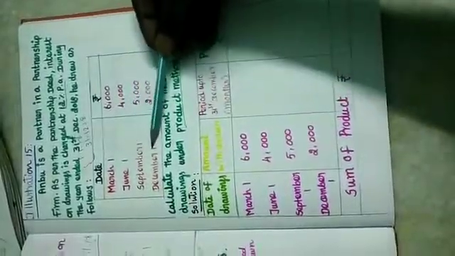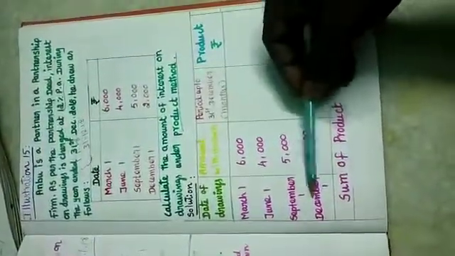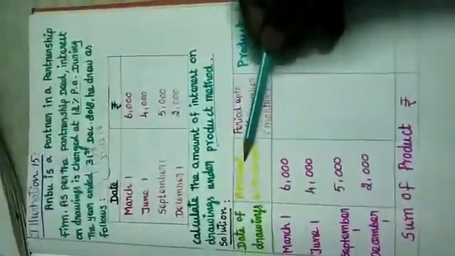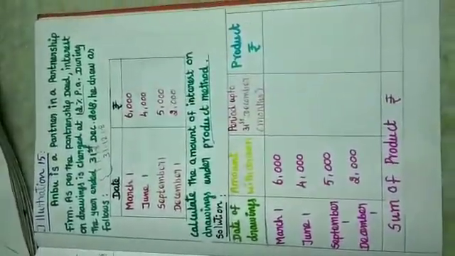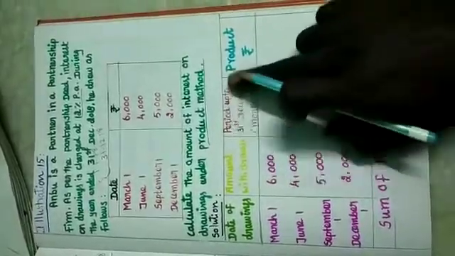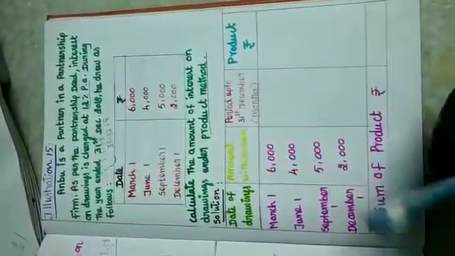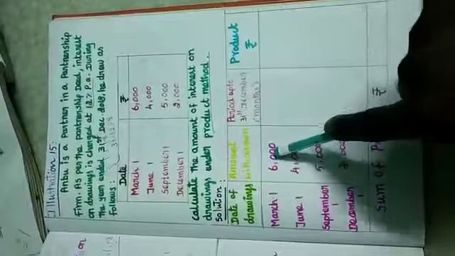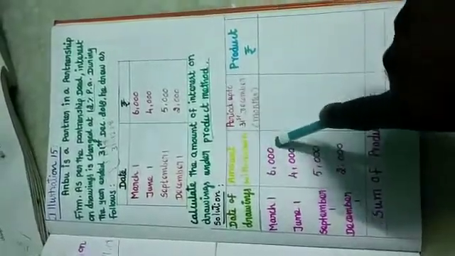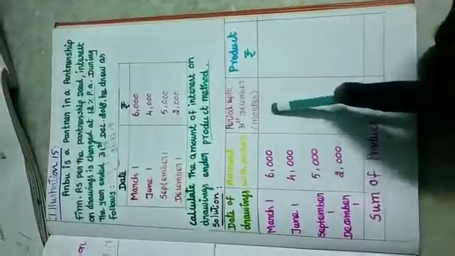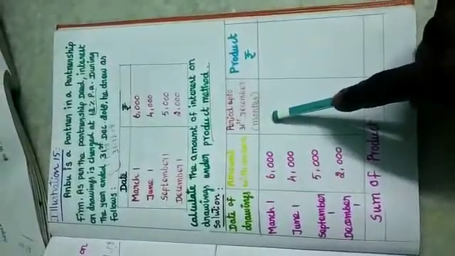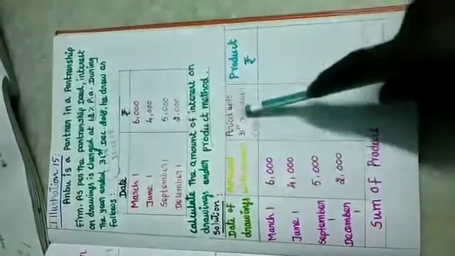For calculating the product we are going to use the tabular format. The first column is date of drawings, meaning the date on which the amount is withdrawn. The second column is amount withdrawn, how much amount is withdrawn. The third column is period up to 31st December, how many months are there. As already informed, the product is the amount withdrawn multiplied by the number of months it is used, that is, how many months this amount is used till the accounting period end. That's why I have given 31st December, because the accounting period end date is 31st December.